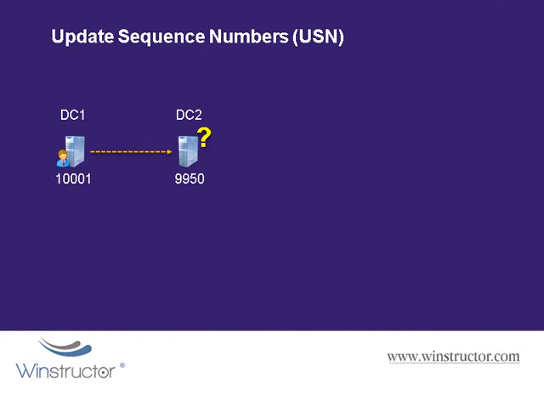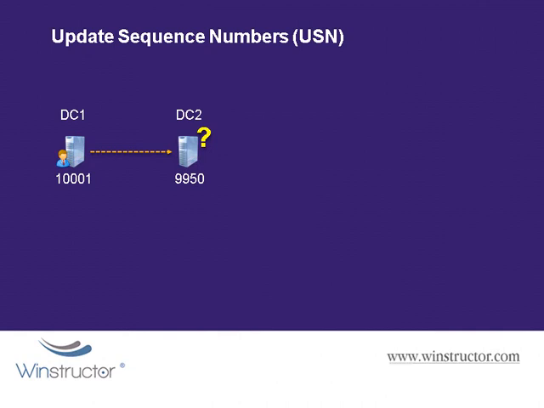Now, once these updates have replicated, DC2 now knows that DC1's highest update sequence number is 10,001, and this is known as the high watermark. So on the next replication cycle, DC2 already knows that the high watermark value for DC1 is 10,001, so it asks DC1 what value it has. Now if that's still 10,001, then DC2 will not replicate anything since it already has the most current information.